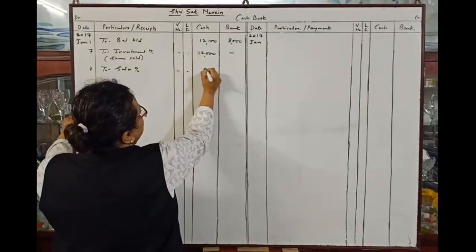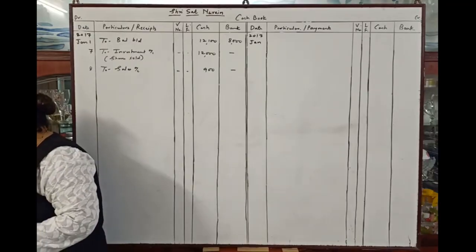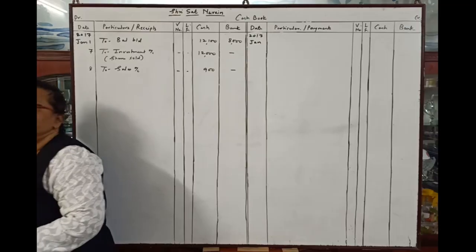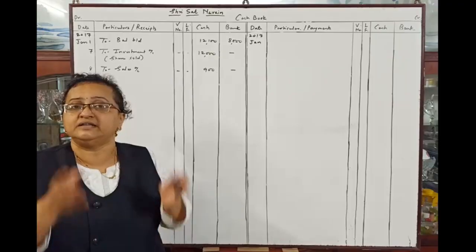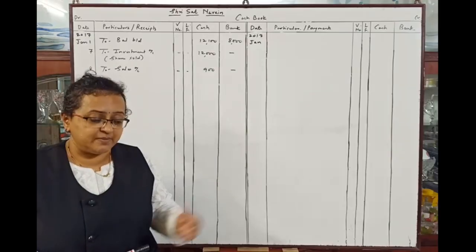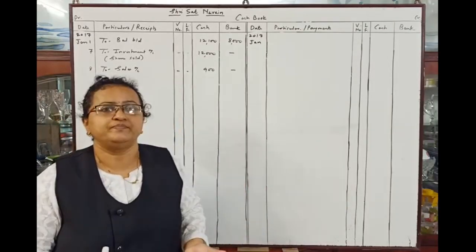Cash box 900, dash in bank column. And for the remaining amount, that is check for rupees 700 received for cash sale, the entry will be check in hand account debit to sales account and the entry will be passed in journal proper. Okay.